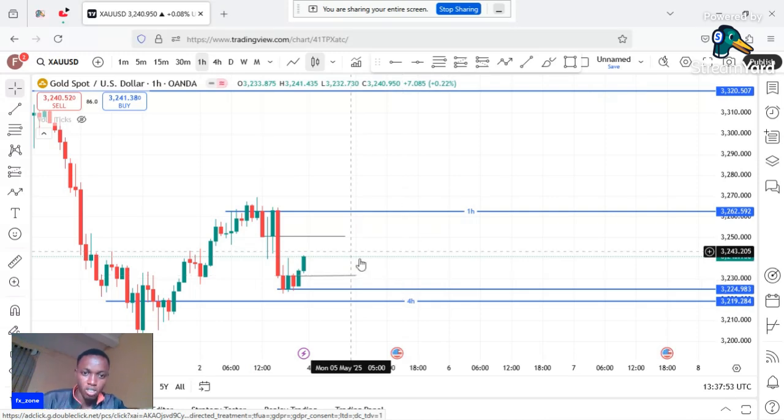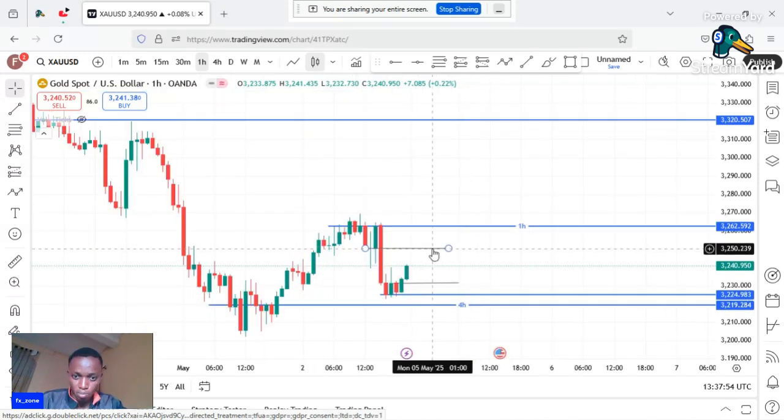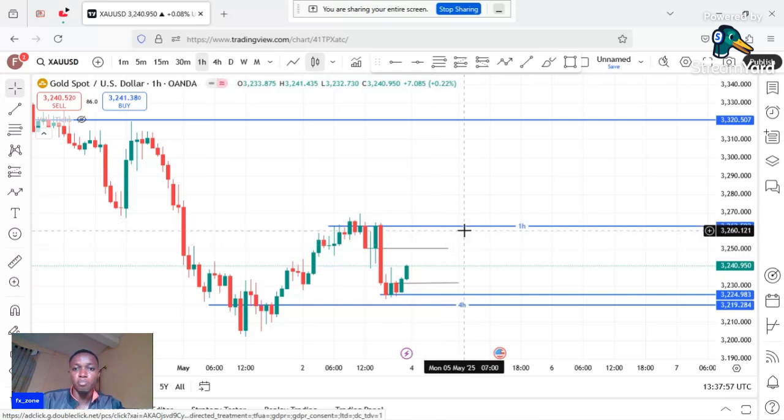So basically, what we are waiting for now is for the market to come to this point or to this point, then we'll sell.